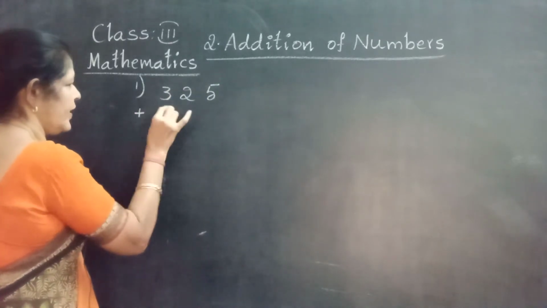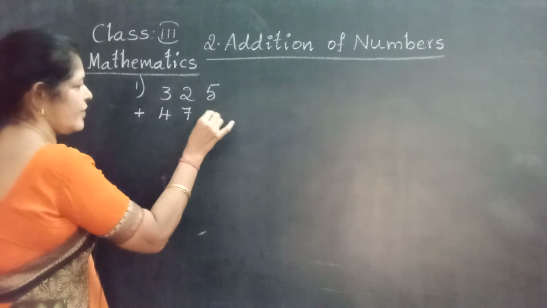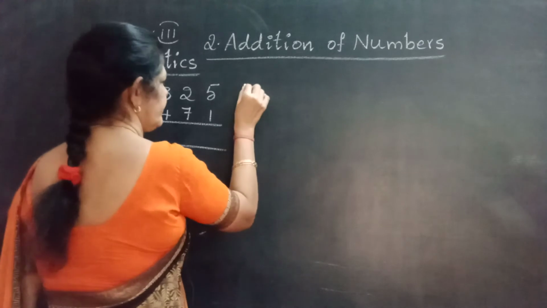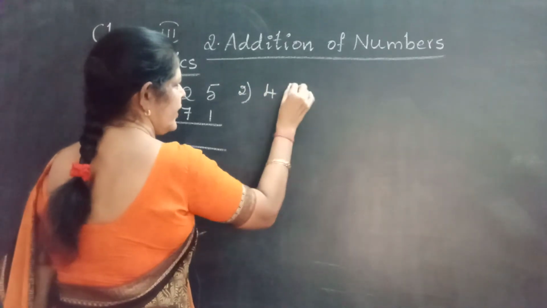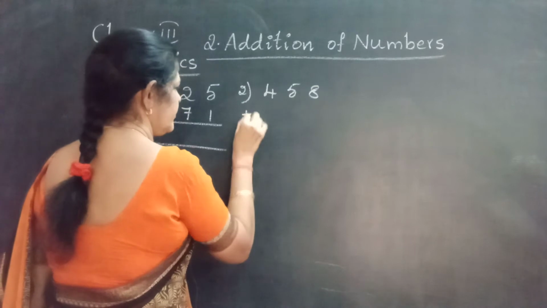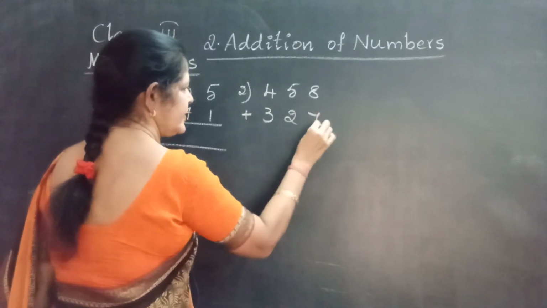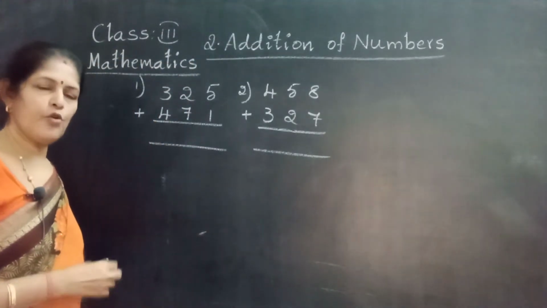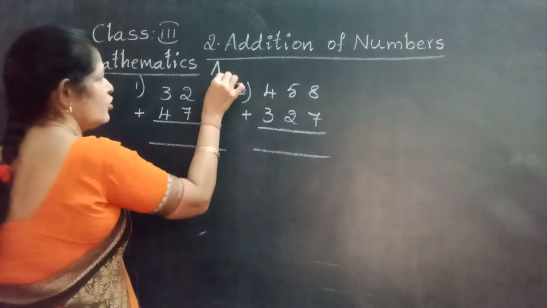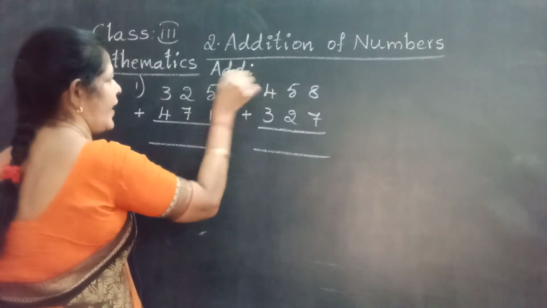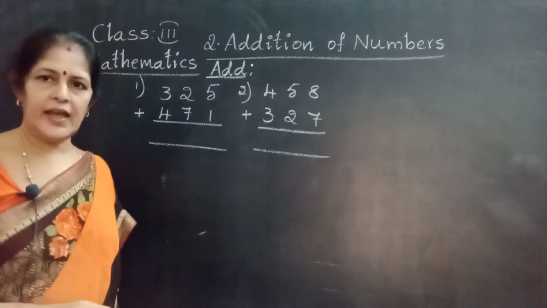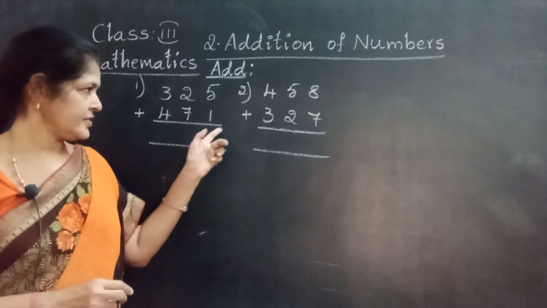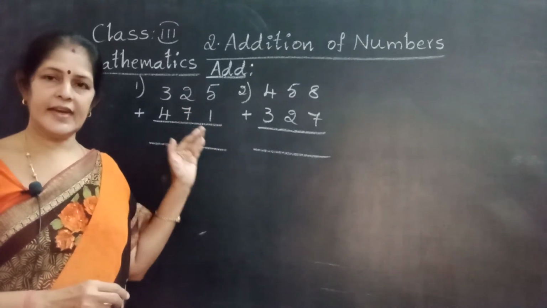325 plus 471. 2 lines, 3-digit number. Second one, 458 plus 327. You note down and practice in your homework book or rough notes. Heading is add, or find the total, find the sum. Add the following. 2 lines, 3-digit numbers, adding 3-digit numbers.